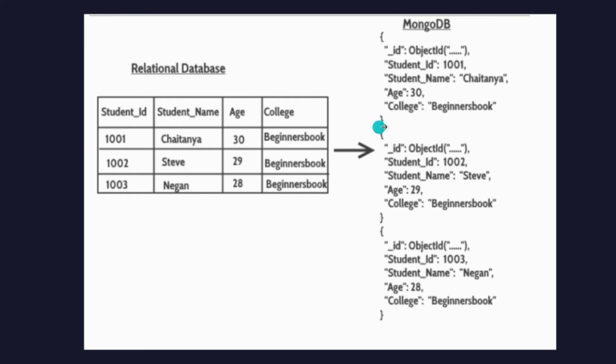This is called a document, one data set. This whole thing is the table. This is the row, this is the column. And this row is called a document, with the field ID and the field student name. It is stored in the form of key-value pairs. Student name is the key, and its value is Chaitanya. So these are the basic differences between a relational database and MongoDB.